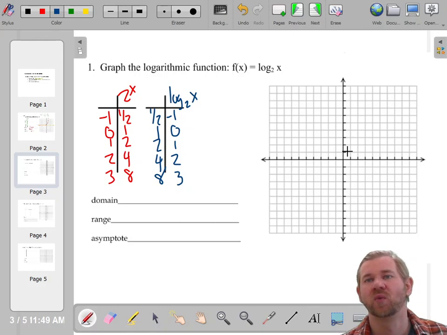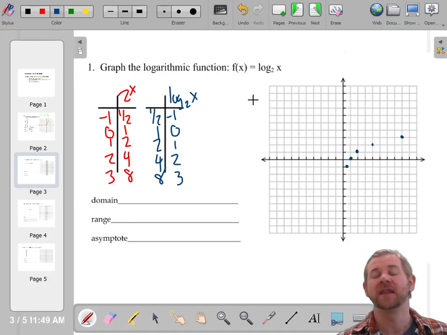So let's graph it. 1/2 is at -1. 1 is at 0. 2 is at 1, 4 is at 2, and 8 is at 3.